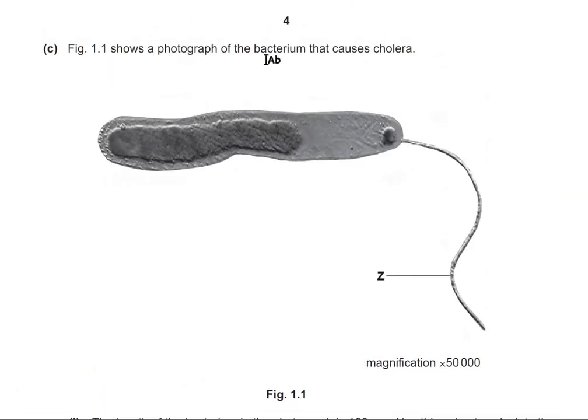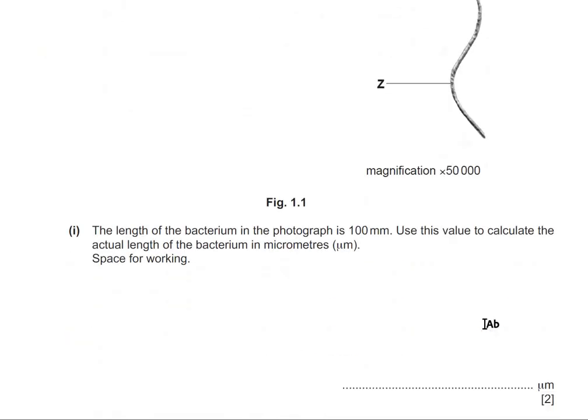Then part C says Figure 1.1 is a photograph of a bacterium that causes cholera. It has a body, it has a plasmid, and it has a tail-like structure which is known as flagellum. They say that the length of the bacterium in the photograph is 100 millimeters. Use this value to calculate the actual length of the bacterium in micrometers. Let me highlight this.